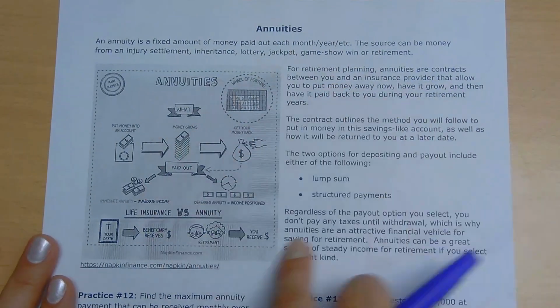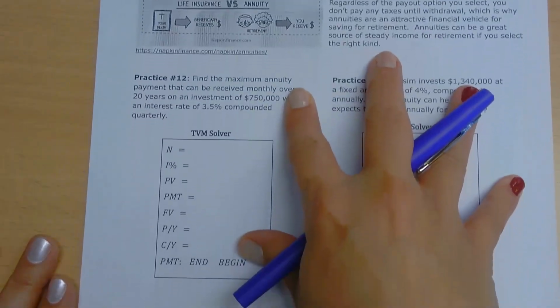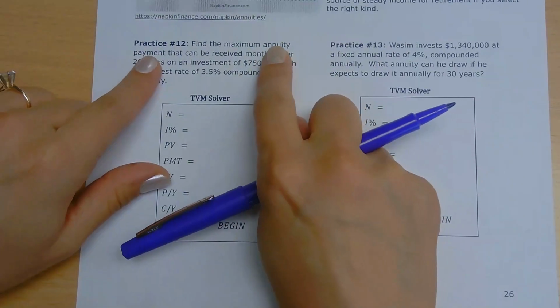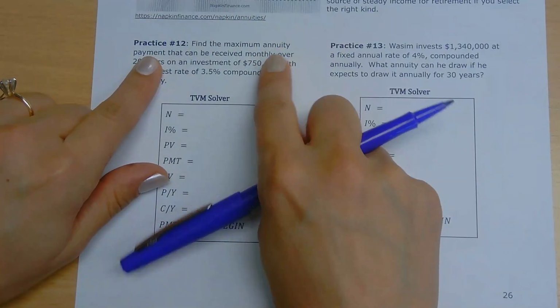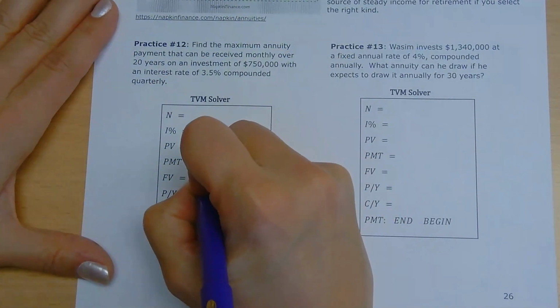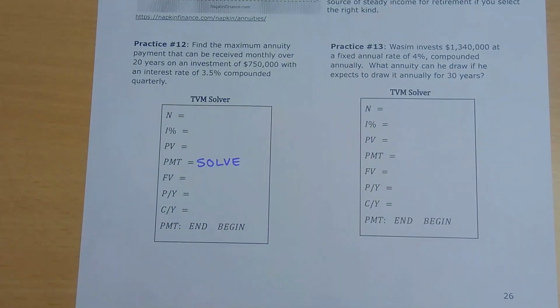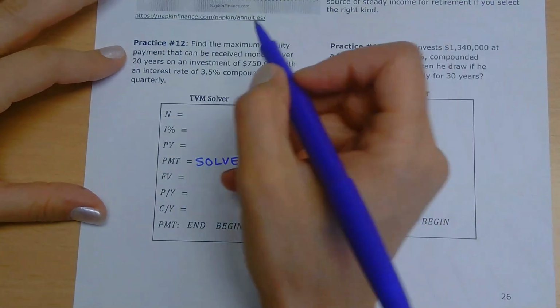So we have a few more details here, but I'm going to skip ahead to our two basic practice problems. Practice number 12 says find the maximum annuity payment. So right away, maximum payment is like the payment amount. I know that's going to be my PMT. So I'm going to write the word solve there so I can keep track of why I don't have anything else in that spot. It can be received monthly.